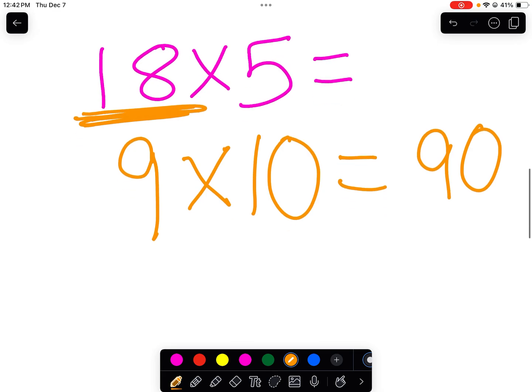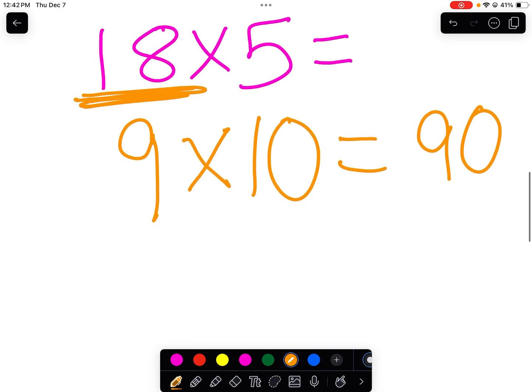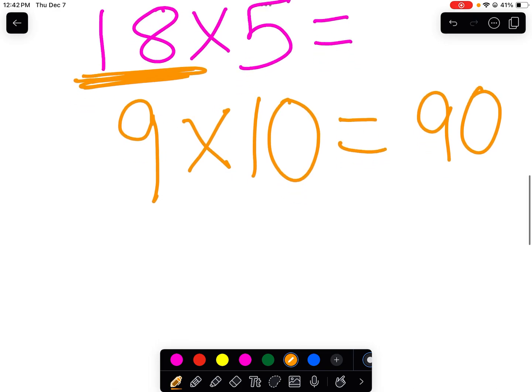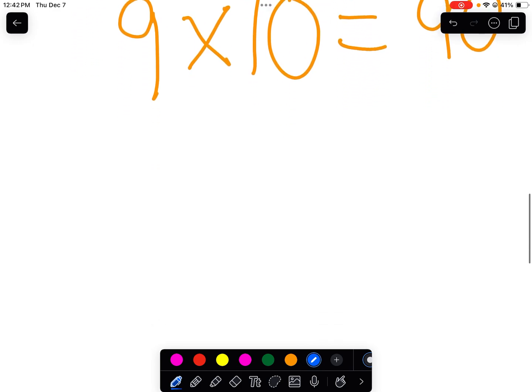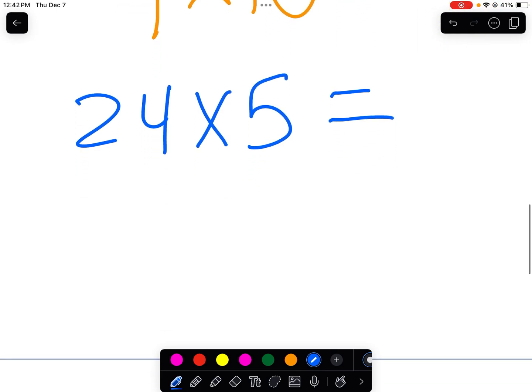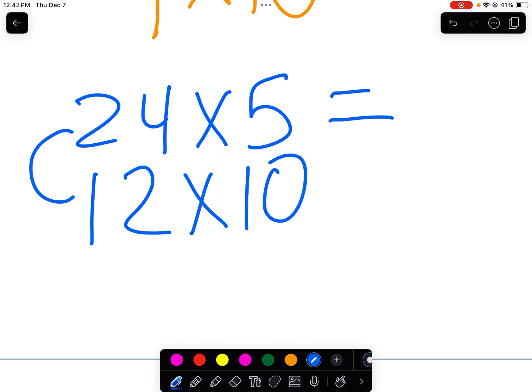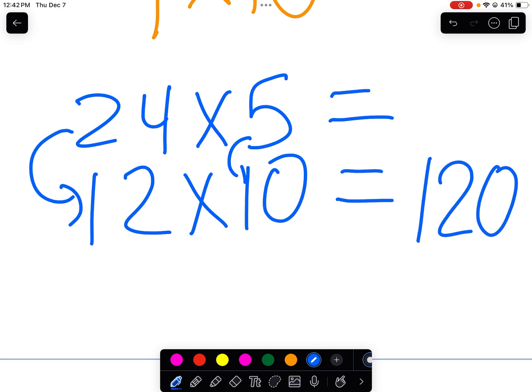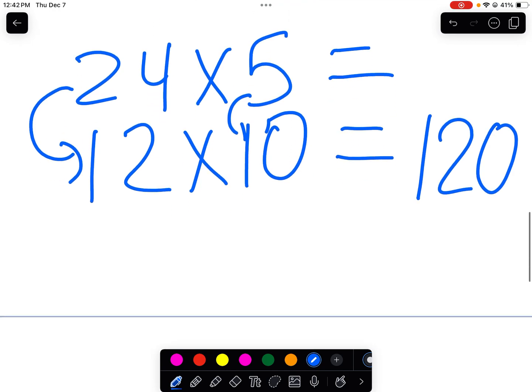Cool, right? Let's do more examples using this method. Let me turn my color to blue. Let's take 24 times 5. What is 24 times 5? 24 times 5 will be the same as 12 times 10 because we divide 24 by 2, and then we turn the 5 into the 10, and the answer is 120. Not bad, right? Now let me just tell you why this works.